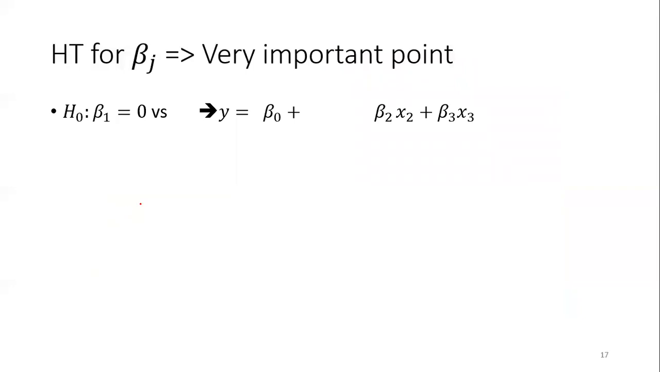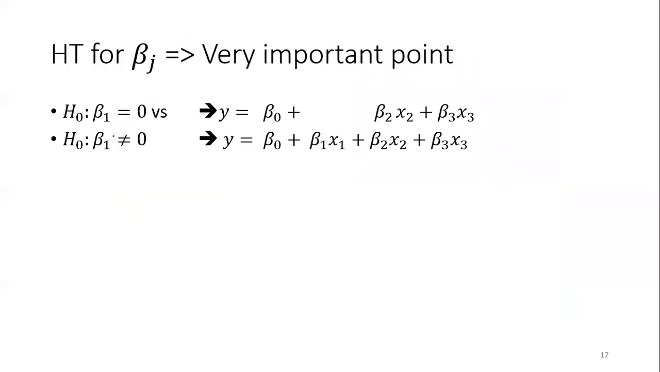So one important thing is that, let's remember, we just made this hypothesis test, whether beta 1 is equal to 0 versus beta 1 is not equal to 0. If beta 1 is not equal to 0, well, remember, this is my model: beta 0, beta 1x1, beta 2x2, and beta 3x3. So this hypothesis refers to the full model. The full model. How about this one? Beta 1 is equal to 0.